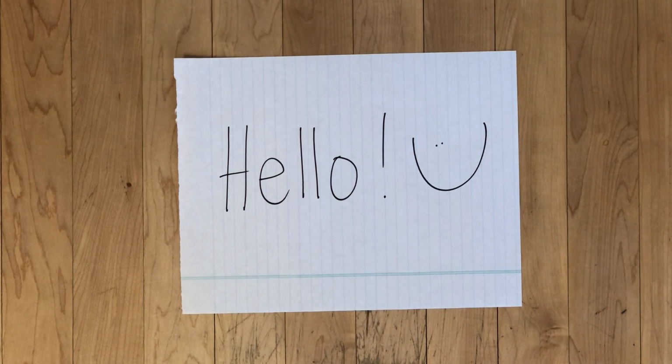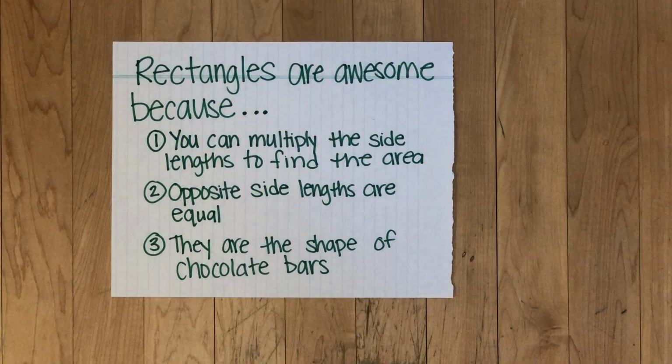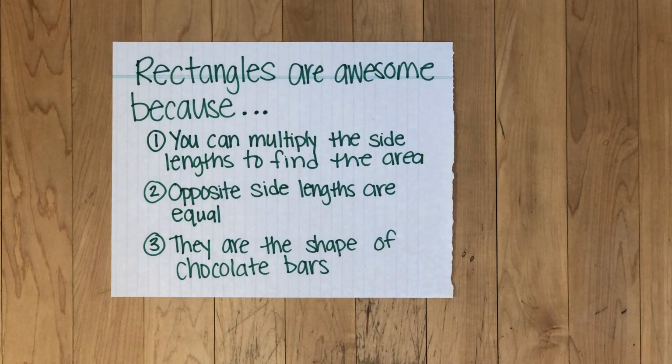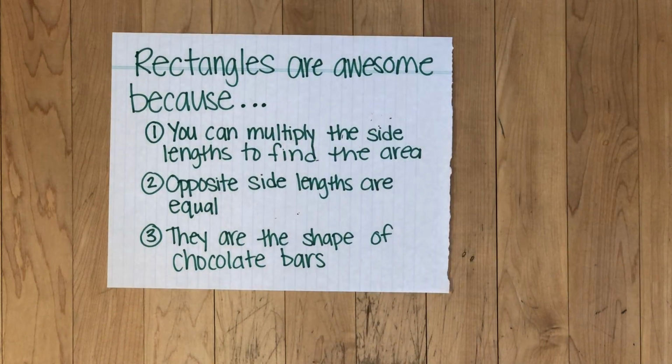So today our objective is we're going to be able to find the area of composite shapes. And before we start, I want to talk a little bit about rectangles. As you know, rectangles are awesome, and they're awesome for three reasons. One, you can multiply the side lengths to find the area, and that's what we've been working on for the past couple weeks. Two, opposite side lengths are equal. And three, and probably the most important, they're the shape of chocolate bars. So obviously rectangles are super important in our life.